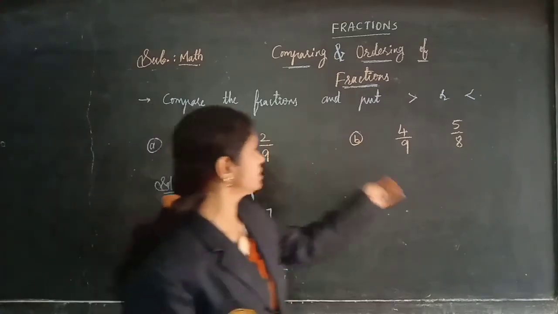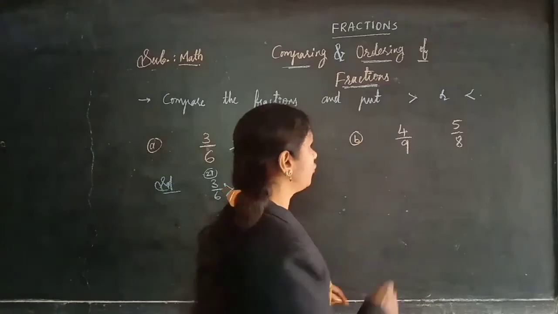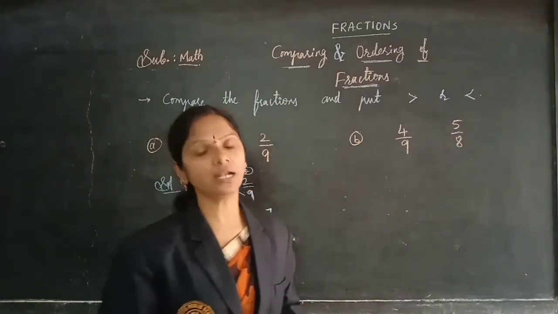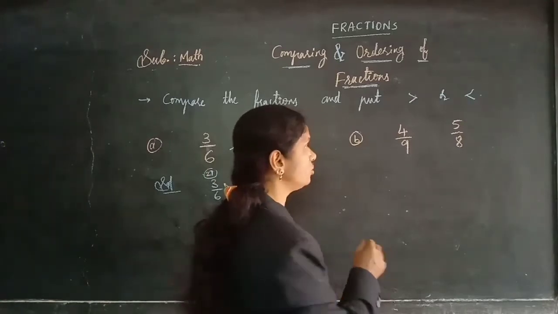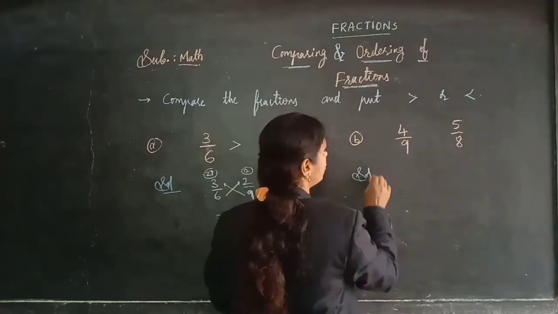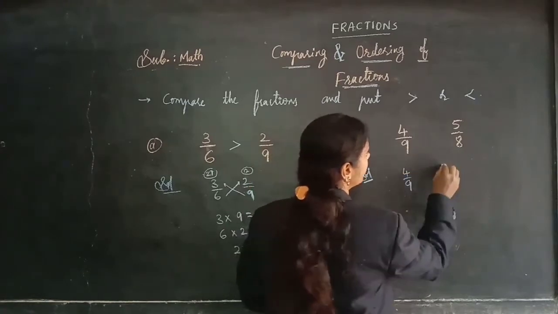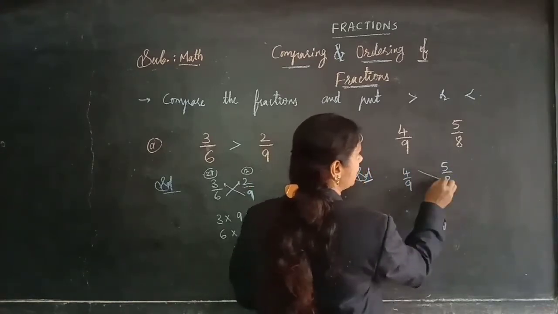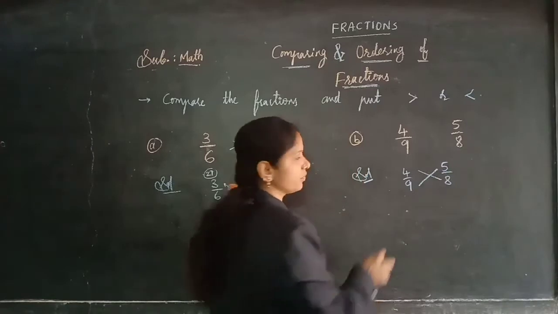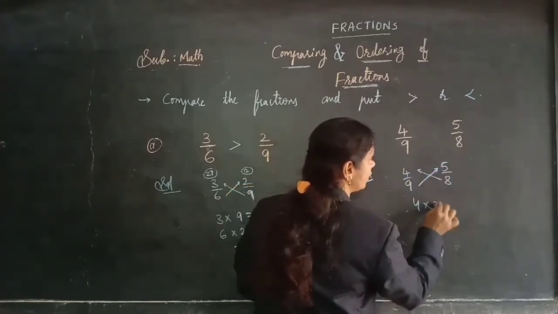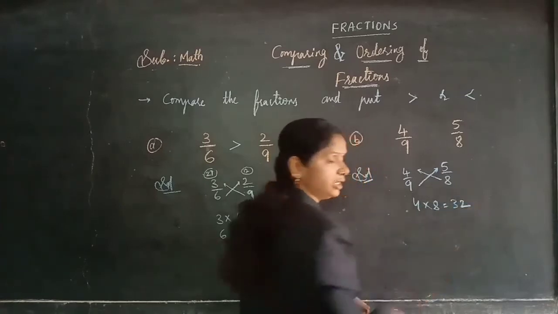And coming to this problem here, 4 by 9 and 5 by 8. Here we have all numerators different and denominators different, children. So how to do it here? Here also we can follow the cross multiplication method. Come on, let's see here. 4 by 9, 5 by 8. Let's do cross multiplication here. 4 into 8. 4 eights are 32, children.